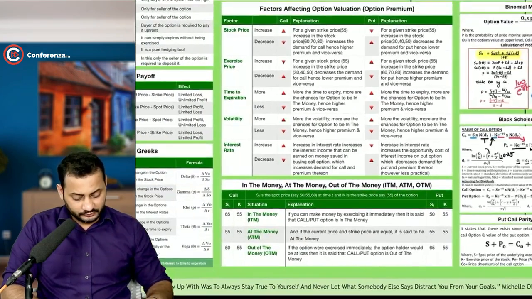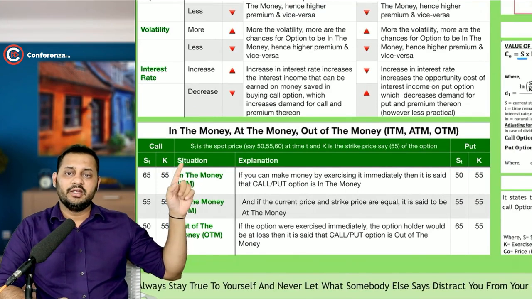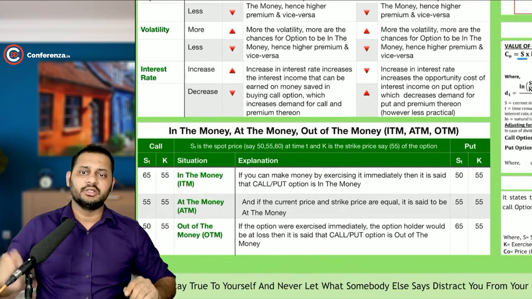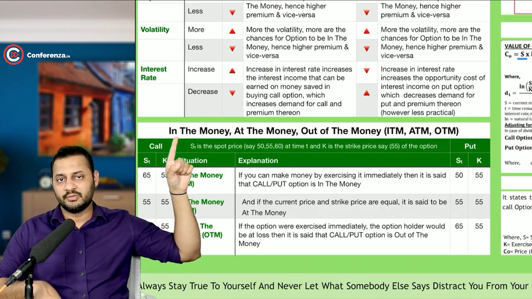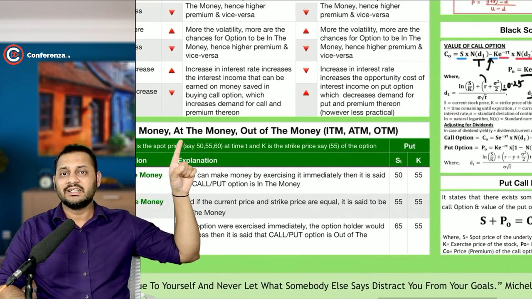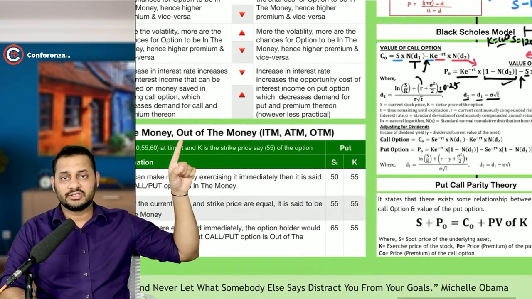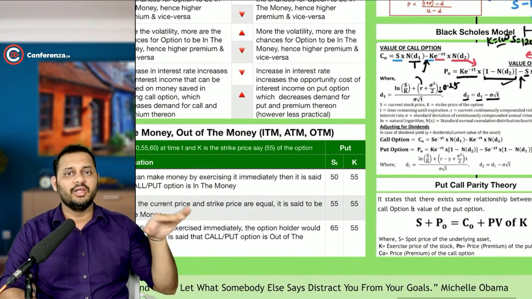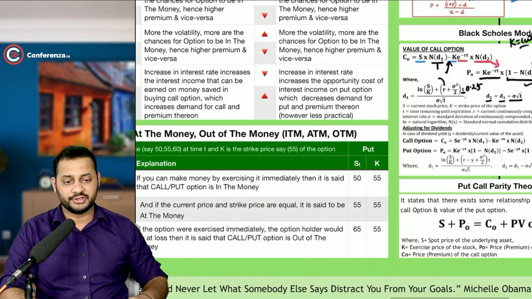Then we also discussed in the money, at the money, and out of the money options. Whether it is a call option or put option, just understand the logic. When it is profitable to exercise the option, the situation is called in the money. When there is no profit or loss in exercising the option, it is at the money. When you will suffer some losses if you exercise the option, obviously you will not, but if you do, it will be a loss to you, then it is an out of the money position.